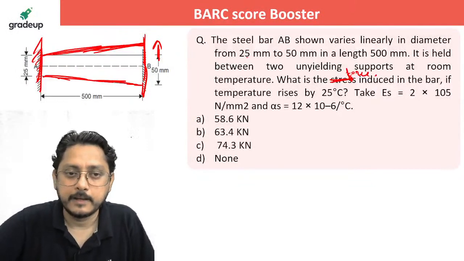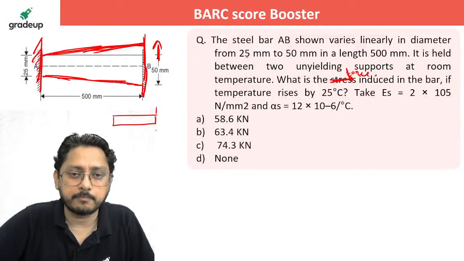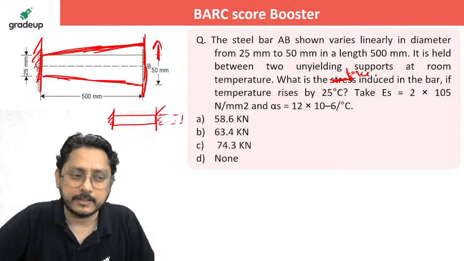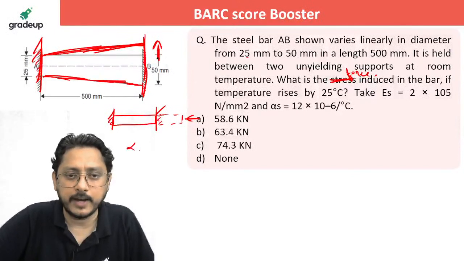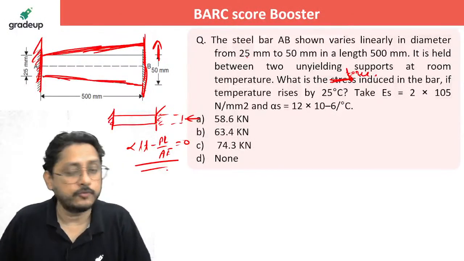Now if you remember, for the uniform cross-section one, you say there is a free expansion, that is alpha LT, then you apply the force and bring it to the same position. So alpha LT minus PL by AE must be equal to 0. That is the concept you utilize for the uniform cross section.